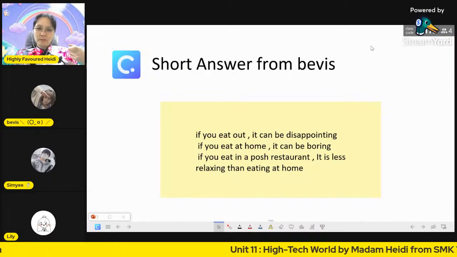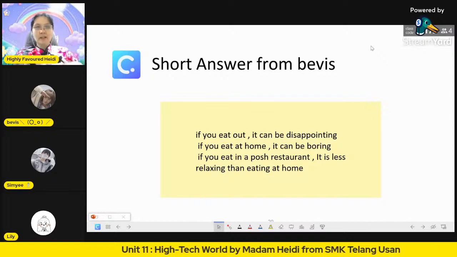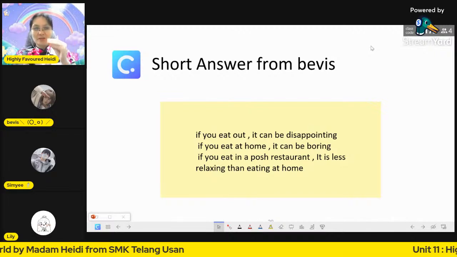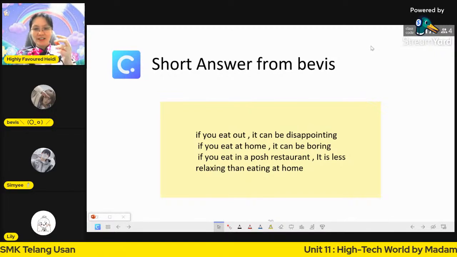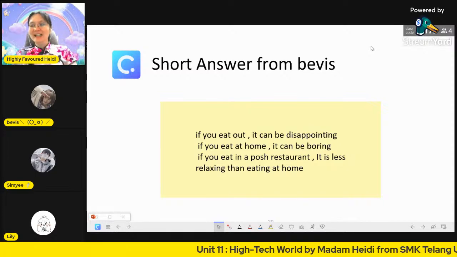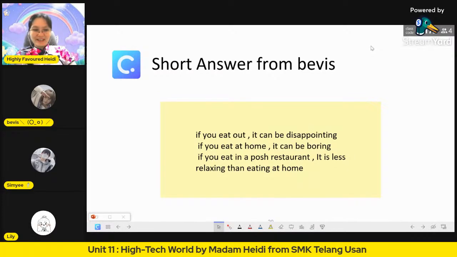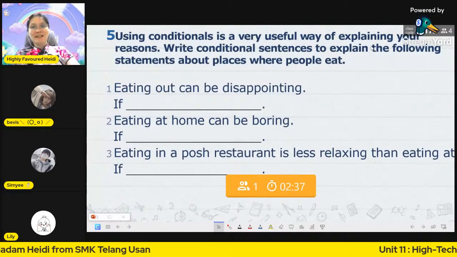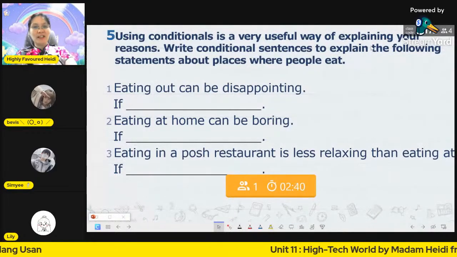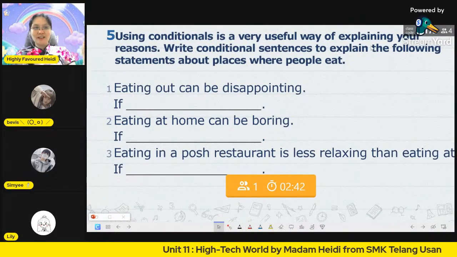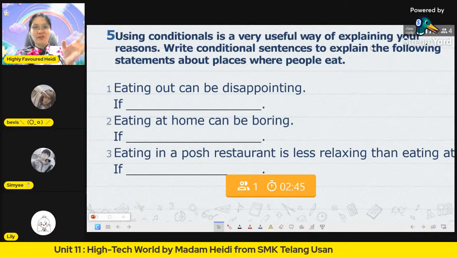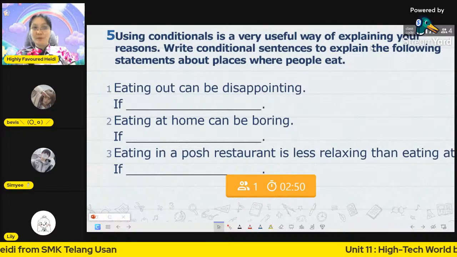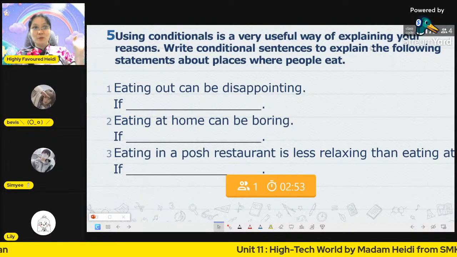If you eat at home, it can be boring. If you eat in a posh restaurant, it is less relaxing. But you are just writing everything over again. I wanted your reason why it is disappointing. Why is it boring? Why is it more relaxing? You must give me the reason, what will cause you to be disappointed. Let's say eating out can be disappointing if I have to wait for 1 hour for the food to be served.